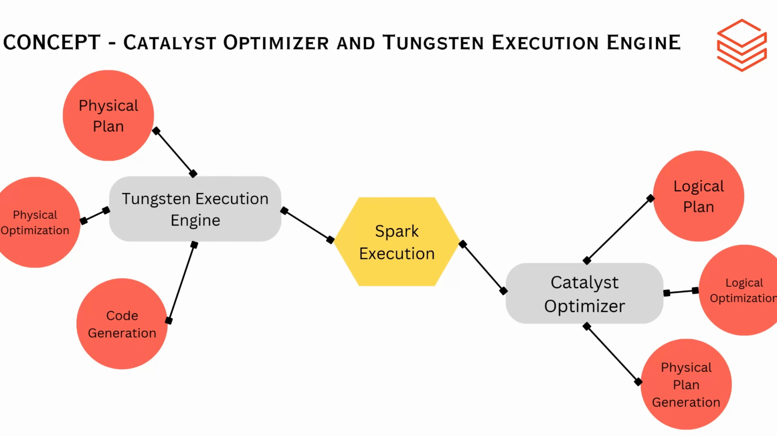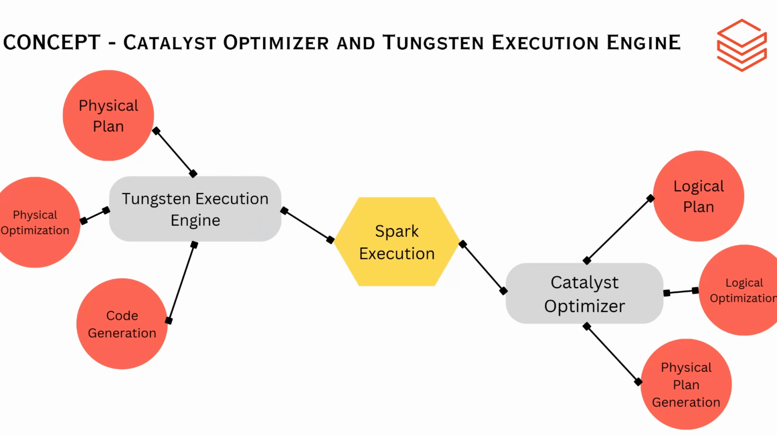So the key components: the first one is the logical plan, which is nothing but the initial plan representing the SQL query in logical form. Then logical optimization transforms the logical plan to improve the query efficiency, such as removing redundant operations and so on. And lastly, physical plan generation converts the logical plan into one or more physical plans representing different strategies for executing queries. Once the Catalyst Optimizer is done, then the Tungsten Execution Engine comes into the scenario.